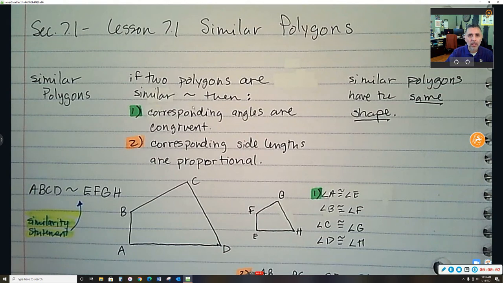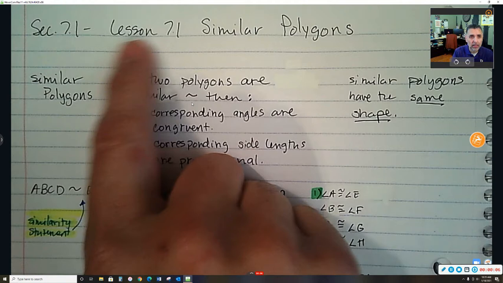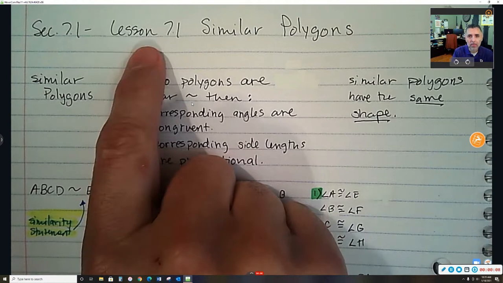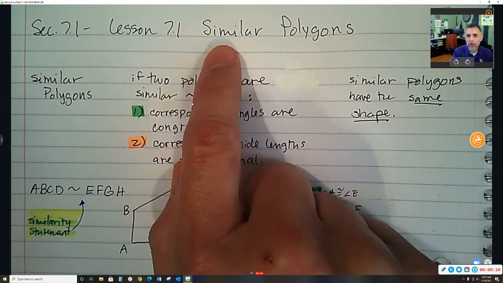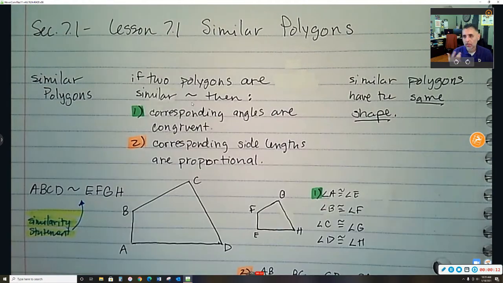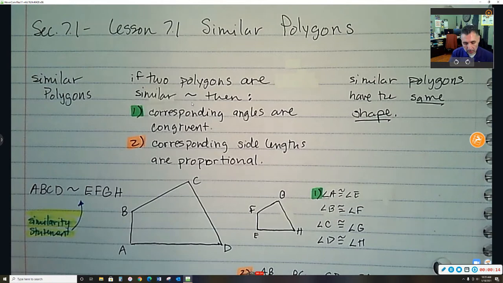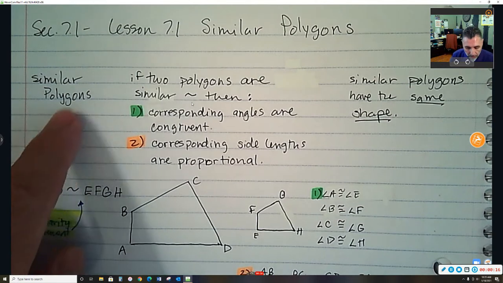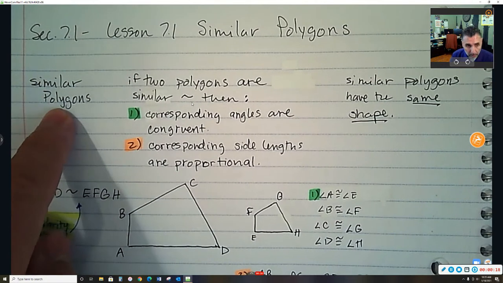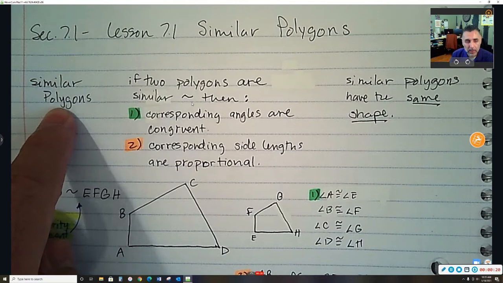Hey everyone, so we're going to continue here with some notes. So here's the lesson, section 7.1 in the book, and we're going to deal with similar polygons, so similar shapes or similar figures. Here we have the definition of similar polygons.